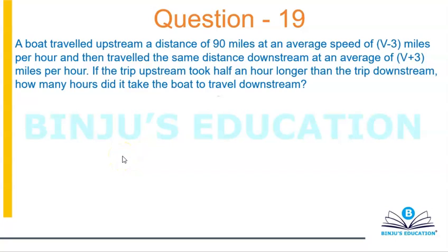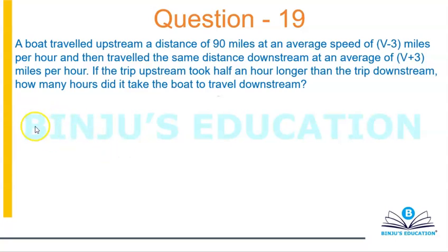A boat traveled upstream a distance of 90 miles at an average speed of v minus 3 miles per hour, and then traveled the same distance downstream at an average of v plus 3 miles per hour. If the trip upstream took half an hour longer than the trip downstream, how many hours did it take for the boat to travel downstream?